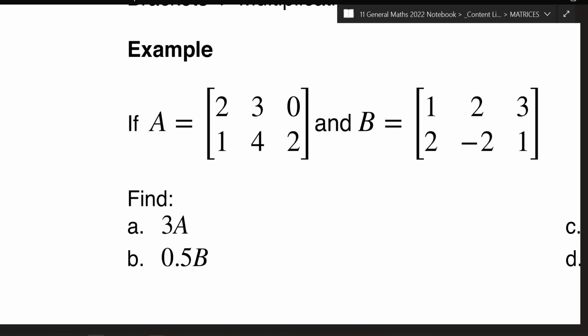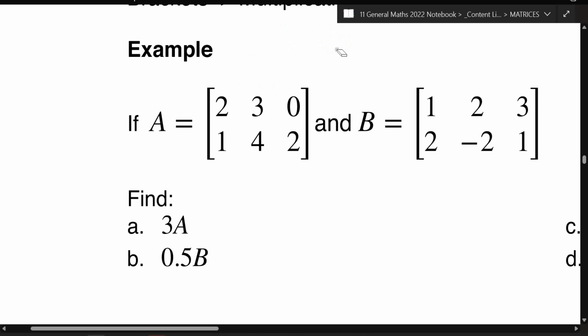The order of a matrix. So if I ask you, what is the order of this? It's 2 by 3. It's 2 rows, 3 columns. So when it comes to order, it's the number of rows and the number of columns. Just as an example, this is a 2 by 3. You don't say 2 times 3, it's 2 by 3: 2 rows by 3 columns.